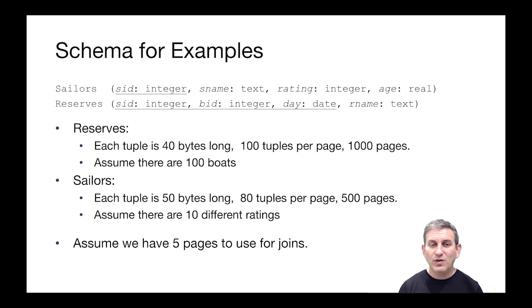In the sailors table, we'll assume that each tuple is 50 bytes long. We have 80 tuples per page and 500 pages. We'll assume there are 10 different ratings. And again, we'll assume that each rating is equally likely, which is an assumption that may not be true, but we'll assume it in our analysis below, as you'll see. We're also going to assume that we have 5 pages to do the join, so B equals 5.